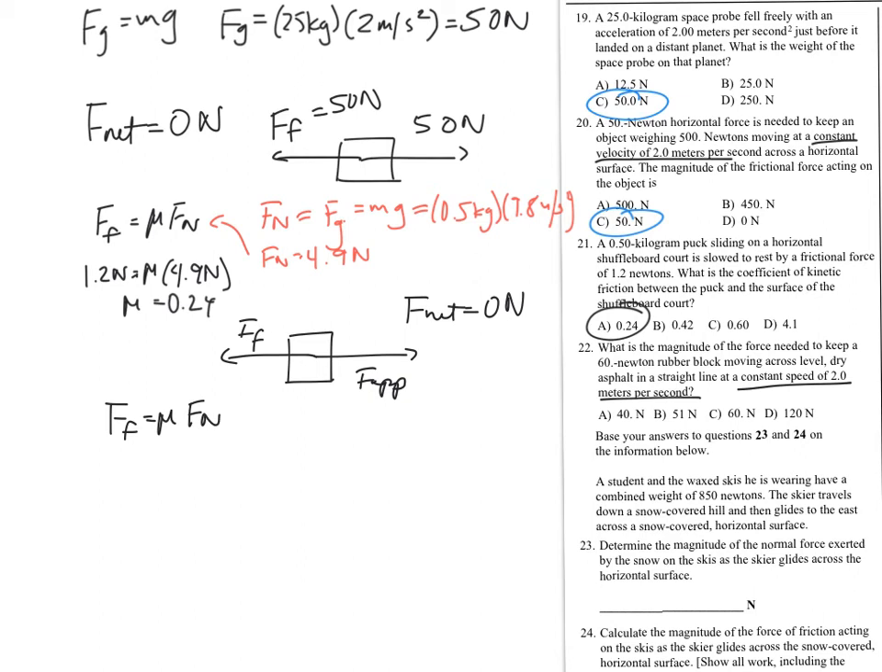They gave us the weight of the rubber block, 60 newtons. That's already the normal force. And we've got to use our Regents reference table to find out what's the coefficient of friction for dry asphalt. So if we look in the table, dry asphalt has a coefficient of 0.67, whereas the normal force is the same as the weight, 60 newtons. 0.67 times 60 newtons is equal to 40 newtons, choice A.